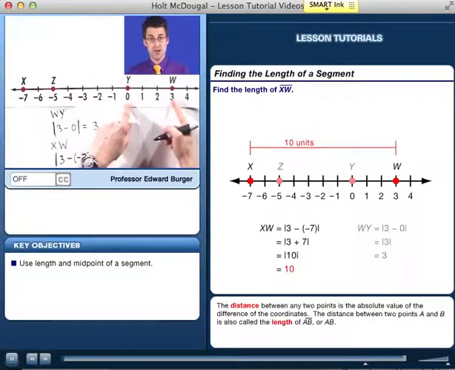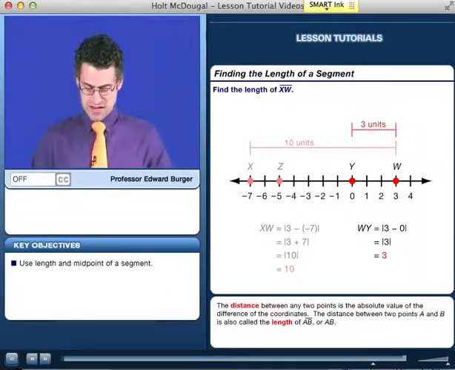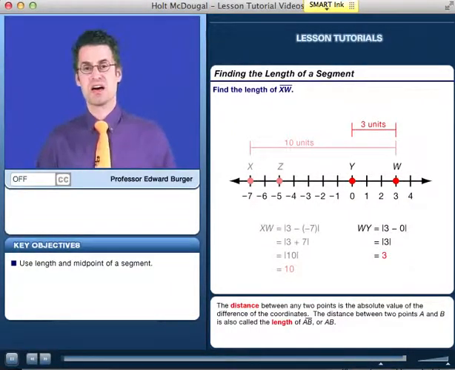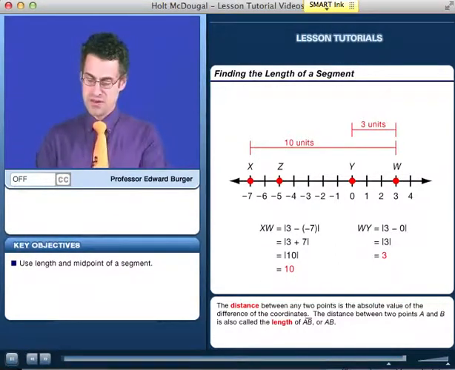was, in fact, 3. So finding lengths of line segments, especially when they appear on a number line, is not a big deal. We just subtract the numbers that are associated with their endpoints and take an absolute value.